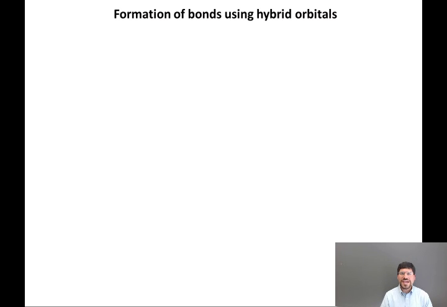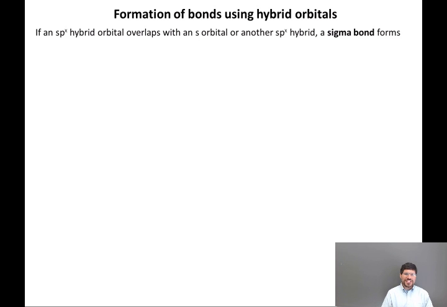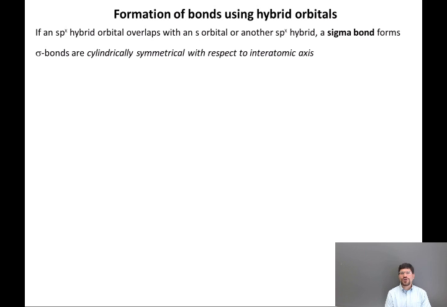Now that we've considered the formation of hybrid orbitals, we now want to consider how we use these hybrid orbitals to form bonds, whether they be carbon-hydrogen bonds or carbon-carbon bonds. If an sp(x) orbital on a carbon atom overlaps with an s orbital on a hydrogen, or another sp(x) orbital on another carbon atom, for example, a sigma bond forms. Sigma bonds are defined as being cylindrically symmetrical with respect to the interatomic axis.